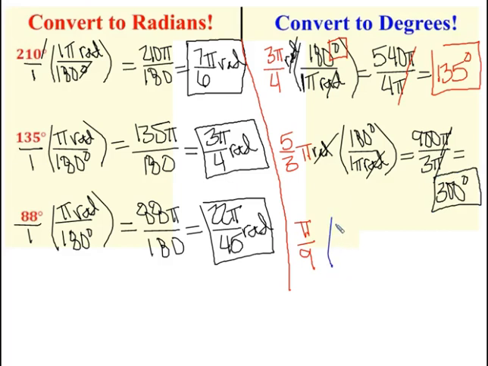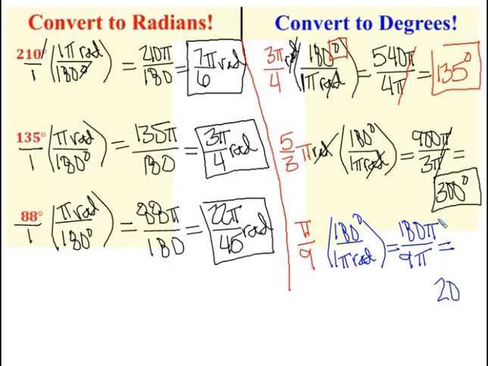Last but not least, we got 180 degrees in 1 pi radian. Multiplying across, we get 180 pi over 9 pi. 180 divided by 9 is 20. Pi's cancel, so all we're left with is 20 degrees.